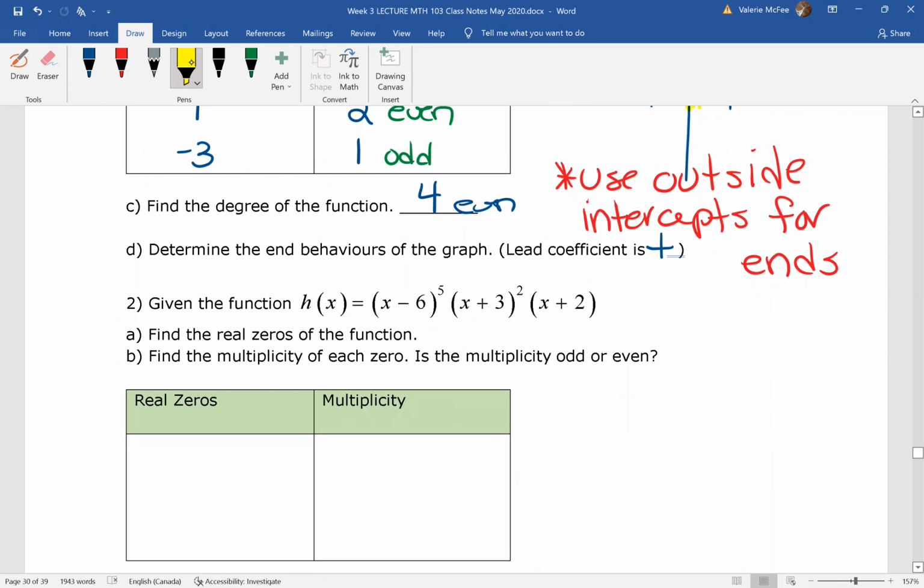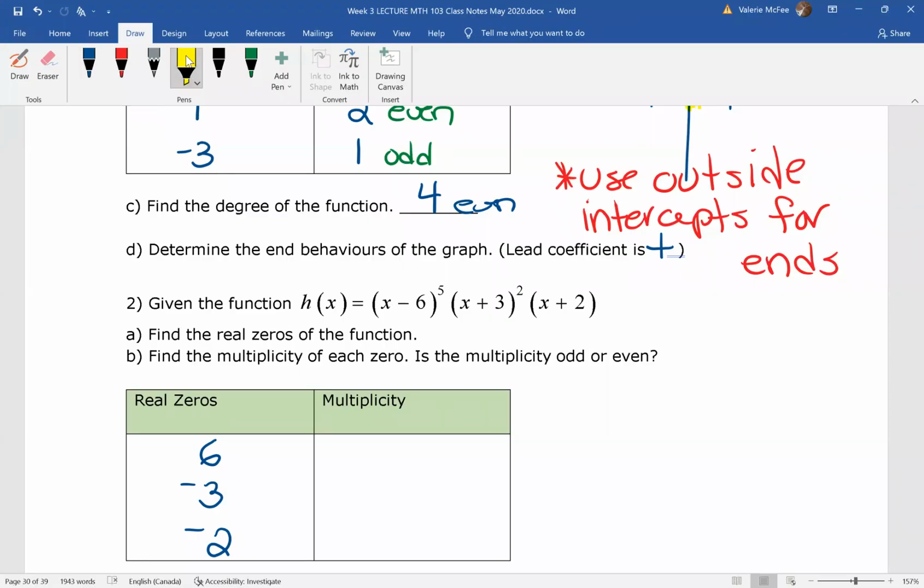Let's look here. Can you find the real zeros and their multiplicity? So we have a real 0 of 6. It has a multiplicity of 5, which is odd. We have a real 0 of -3 and a multiplicity of 2, which is even. We have a real 0 of -2 with a multiplicity of 1, which is odd.